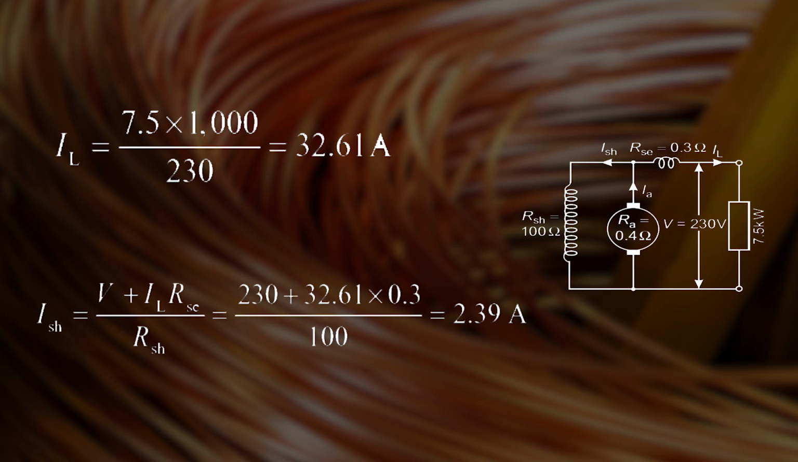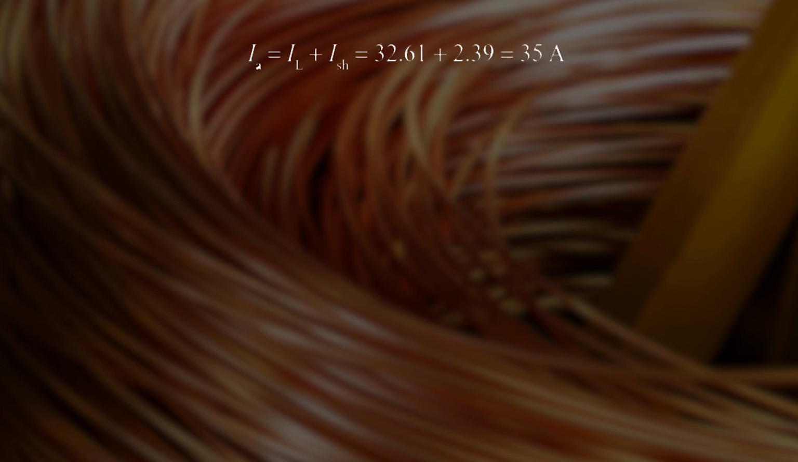The value of V is 230, and the value of IL you have already calculated, that is 32.61. The value of RSE is given 0.3, and the value of RSH is given 100. So after solving, this value comes to 2.39 ampere. So IA can be written as IL plus ISH, and the value of IL is 32.61 and the value of ISH is 2.39. So just add 32.61 plus 2.39, it is equal to 35 ampere.